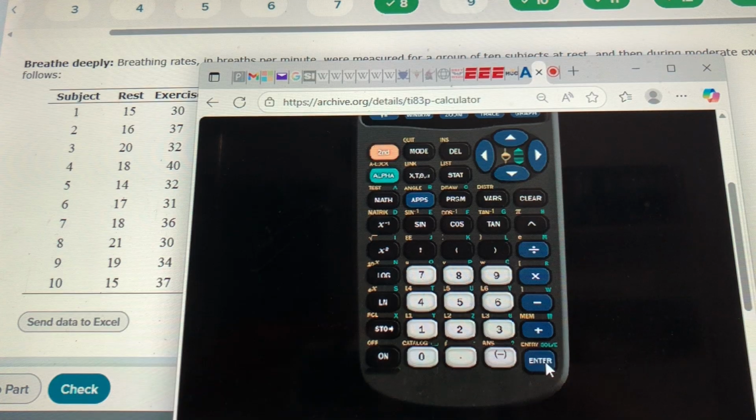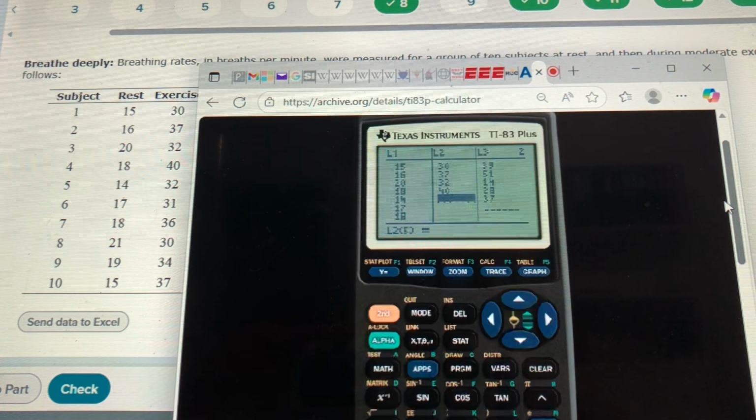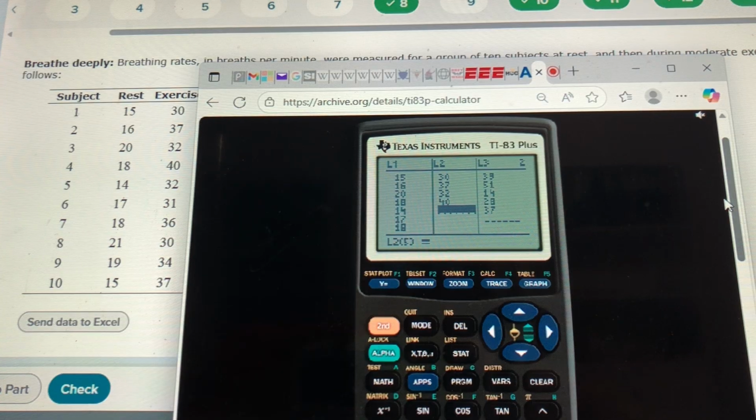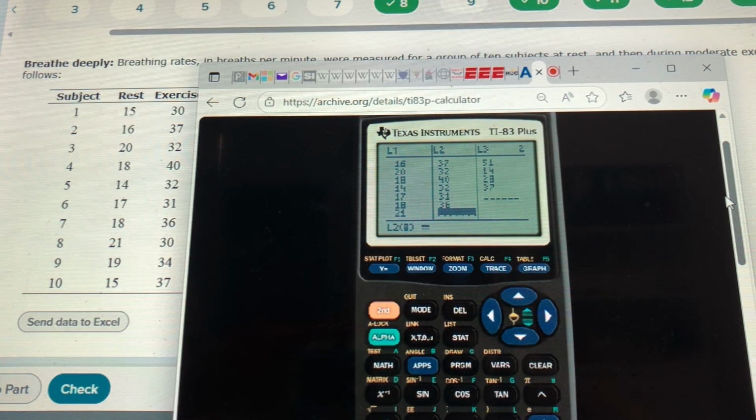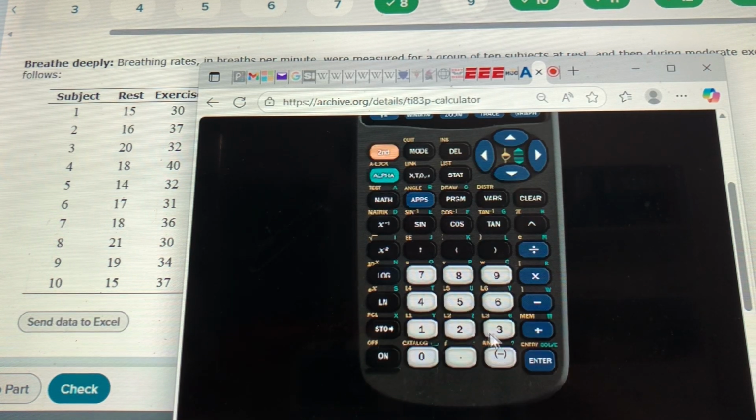30, 37, 32, 40, yep. Okay, 32, 31, and let's do 36 too. 32, 31, 36, yes. And the last three are 30, 34, and 37.